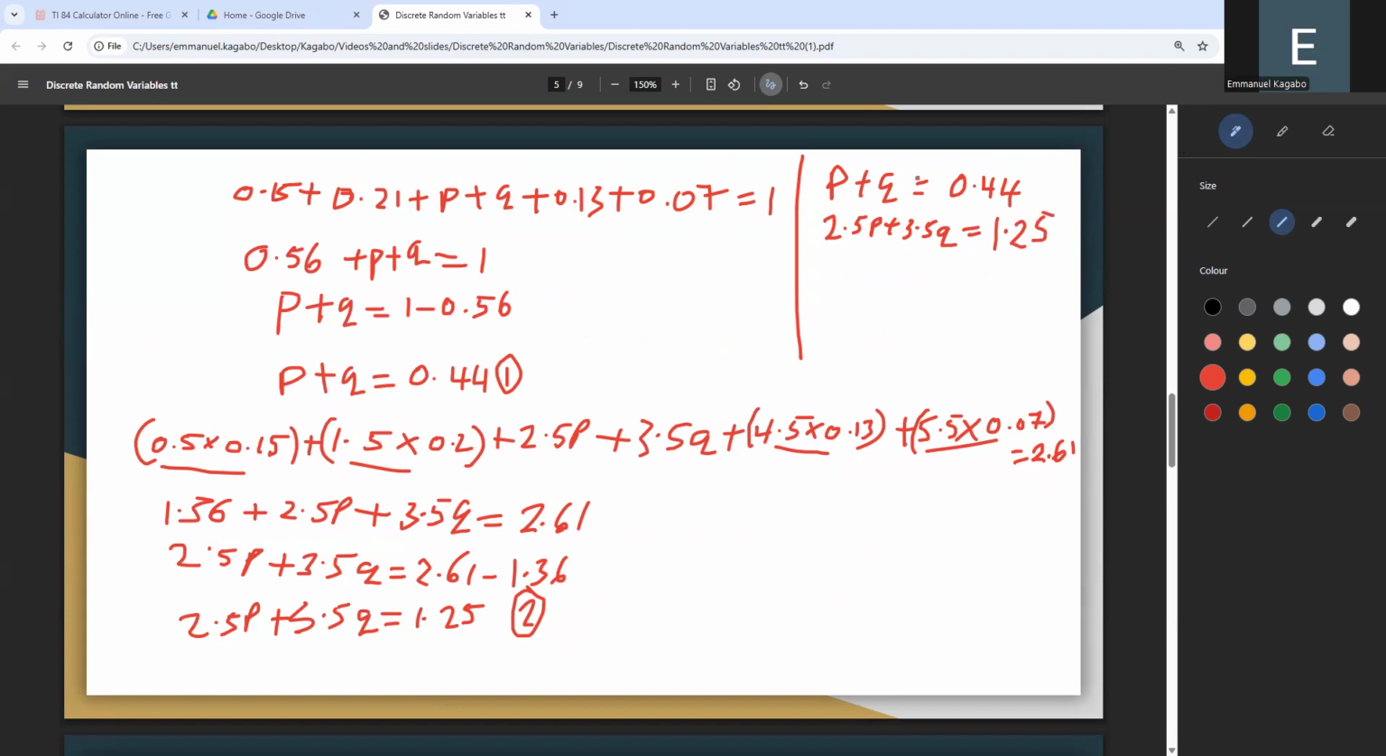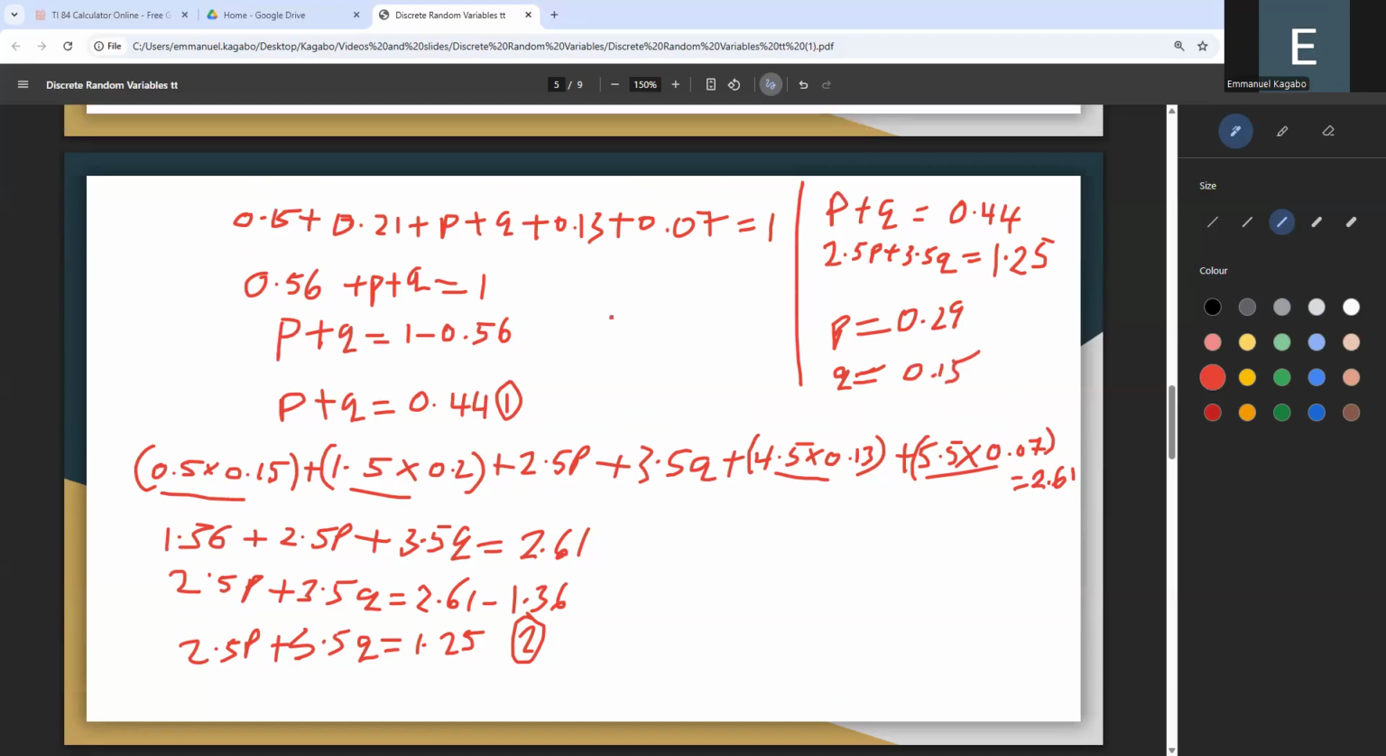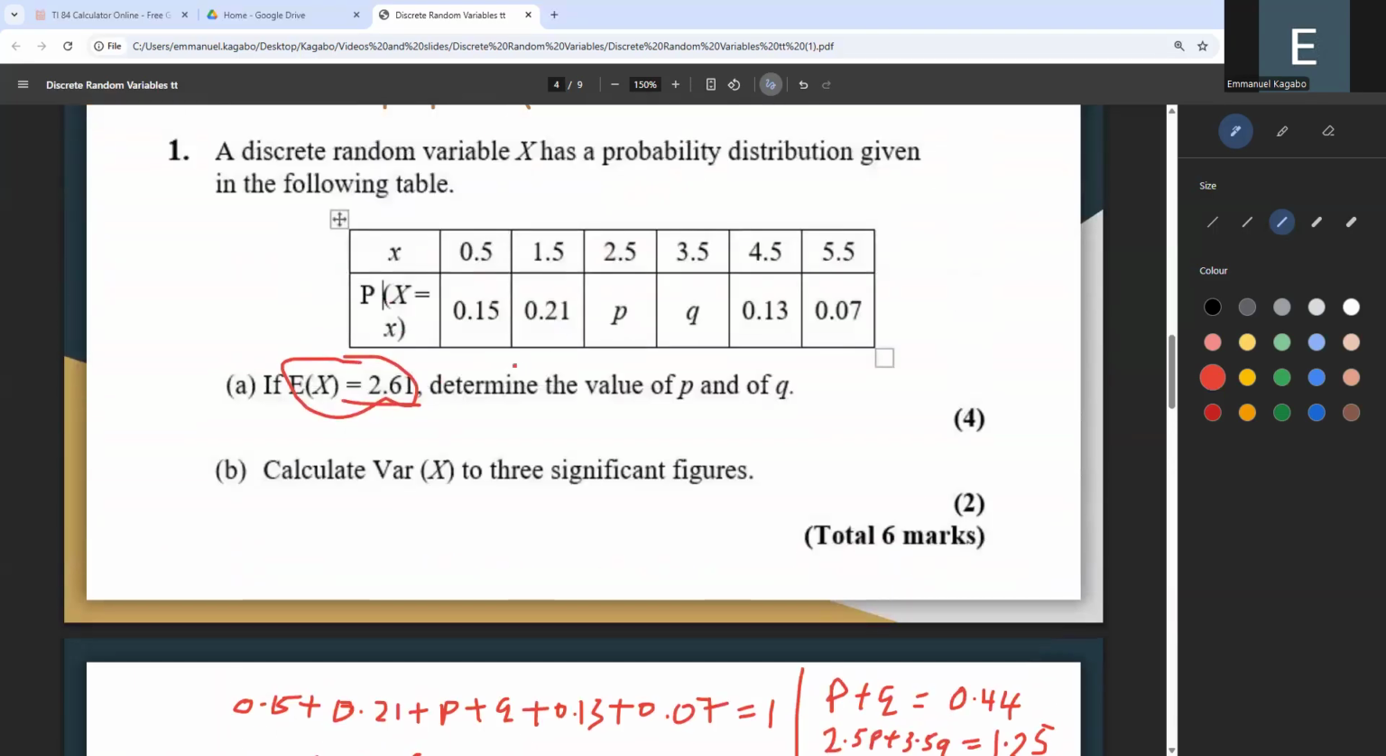So I put that on your GDCs, depending on the GDC you're using. If you use your GDC because it's paper 2, the answer for the value of P is going to be 0.29, and the value of Q is going to be 0.15. That's the value, right? I hope you have understood that. We have done question A, it is over.